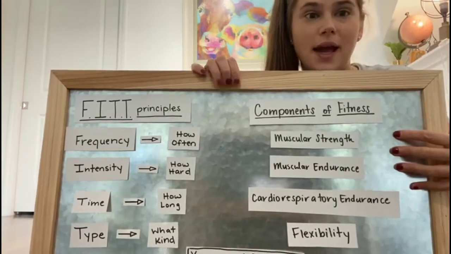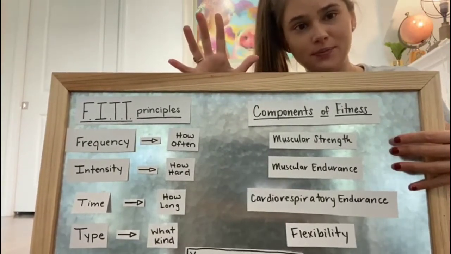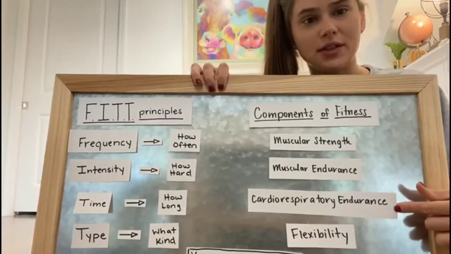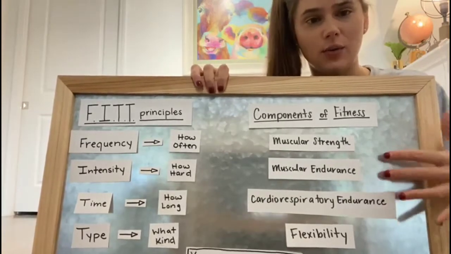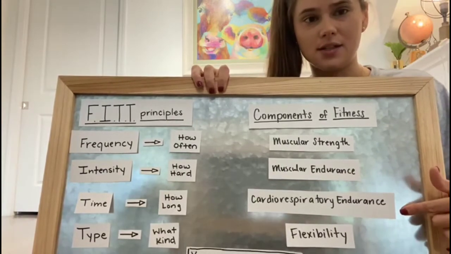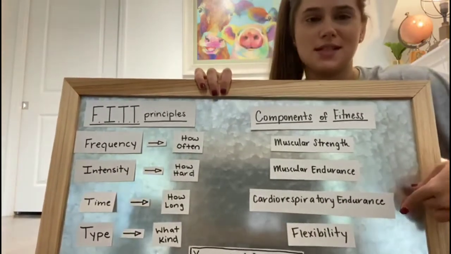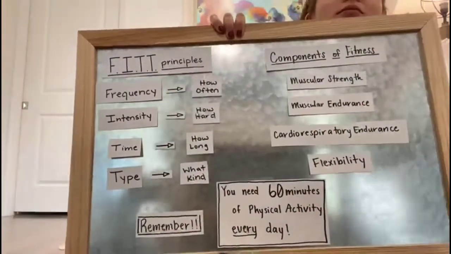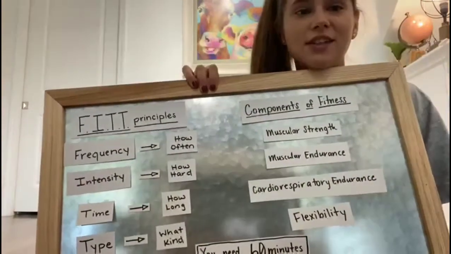So my exercises that I do 5 days a week in preparation for my marathon are probably all going to be cardiorespiratory endurance. I might throw a couple exercises in those days that work on the other 2. But my focus is going to be my heart and my lungs working for a long period of time, because that's what I'm going to need to be successful on my run. Just remember, you all need to have 60 minutes of physical activity every day.